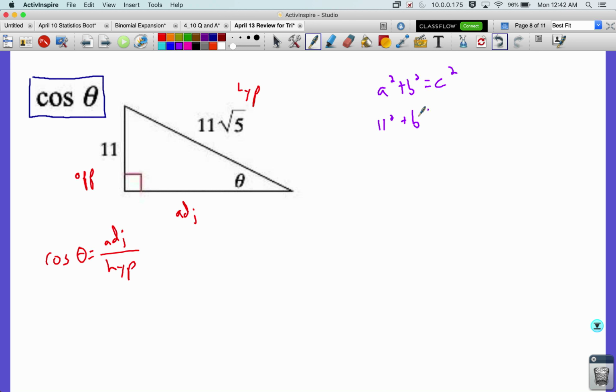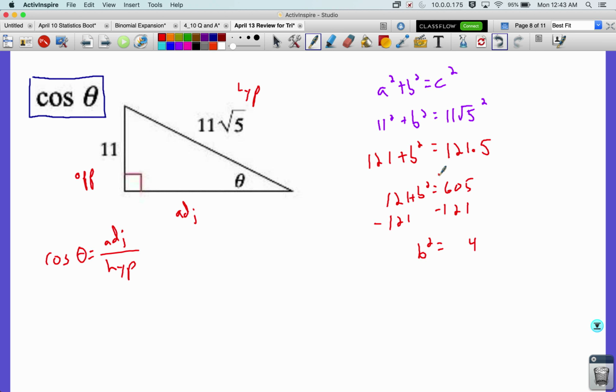11 squared plus unknown b squared equals 11 root 5 squared. Let's see, this is 121 plus b squared equals, that squared gets distributed, so this becomes 121 times 5. Root 5 squared just becomes a 5. Let's see. I should simplify on this side. 121 times 5, 605. Subtract the 121 from both sides. B squared equals 484. Take the square root of both sides. B equals the square root of 484.